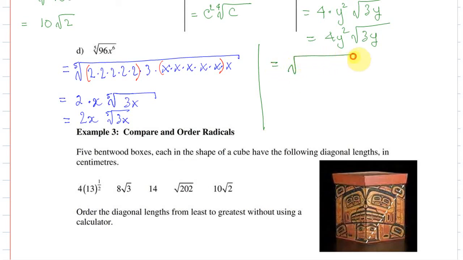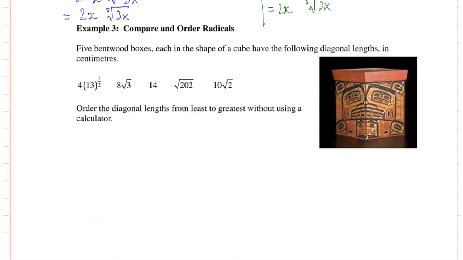then you're going to write that 96 is 32 times, no, not 32, 16 times, yeah, sorry, 32 times 3, and then x to the 5 times x, this is the fifth root. The fifth root of 32 is 2, and the fifth root of x to the 5 is x, and you are left with 3x inside the radical, and so your answer is 2x, fifth root of 3x.